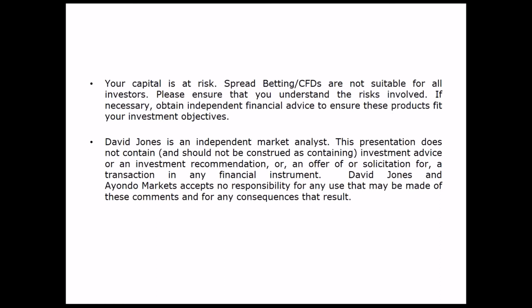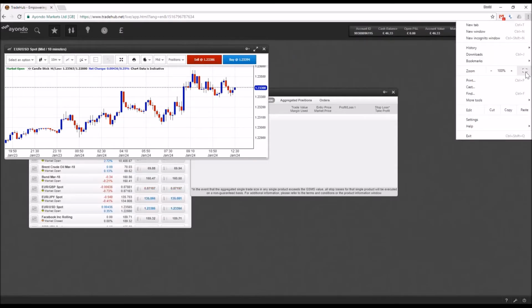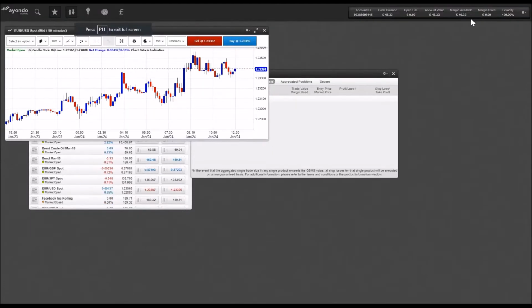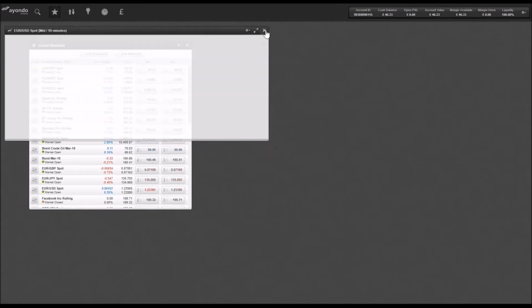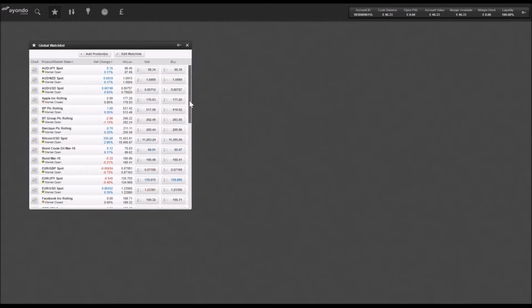Let's take a look at what's going on. So what we're using, this is Oanda's Trade Hub platform. So Oanda may be better known for social trading, where you can copy other traders, but also you can trade yourself as well. So this is their sort of full-blown trading platform.